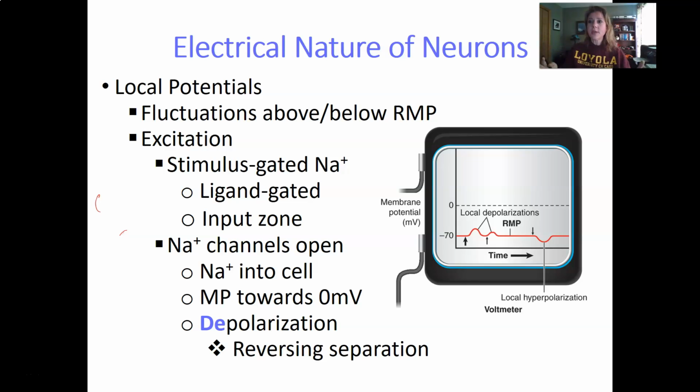We are undoing the separation of charge by allowing sodium to come into the cell. We are driving that charge inside of the cell to become more positive, to go more towards zero. So that's something called depolarization. So when the membrane potential rises towards zero above negative 70, that's called depolarization. At rest, the cell membrane is polarized.